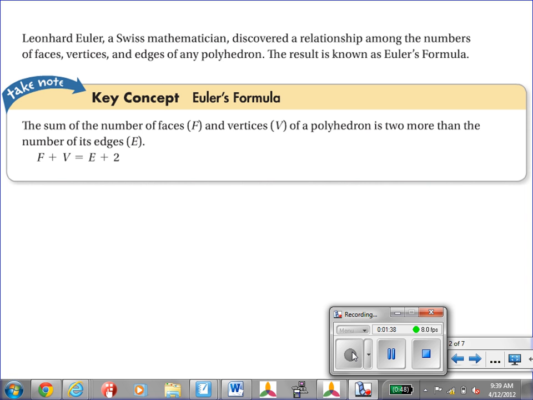So here's his formula. F is faces, V is vertices, and E is edges. This is the sum of the number of faces and vertices, so F plus V, is 2 more than the number of edges, E. So if you know how many faces there are and vertices, you can figure out how many edges there are. Or if you know how many vertices and edges, or edges and faces, you can find out the missing piece if you know Euler's formula. It makes it a lot easier than sitting there and trying to count them all. So I would suggest that you make sure you understand this one and use it.